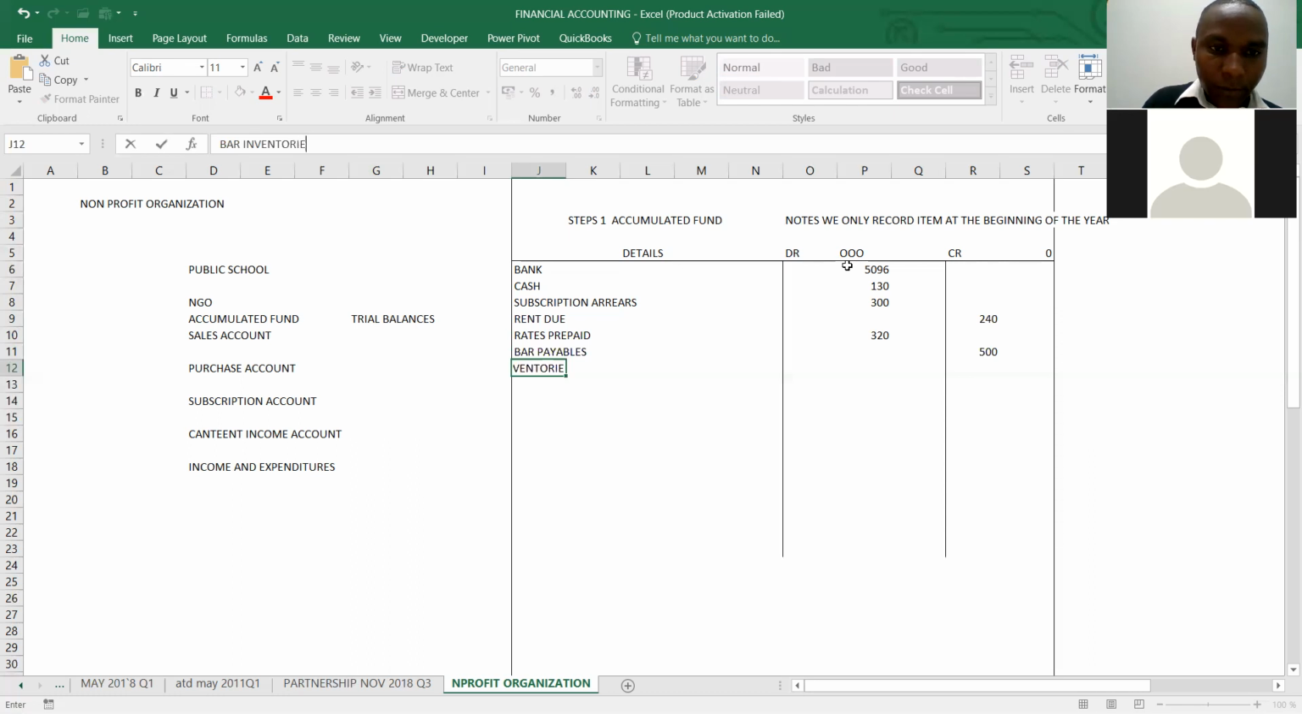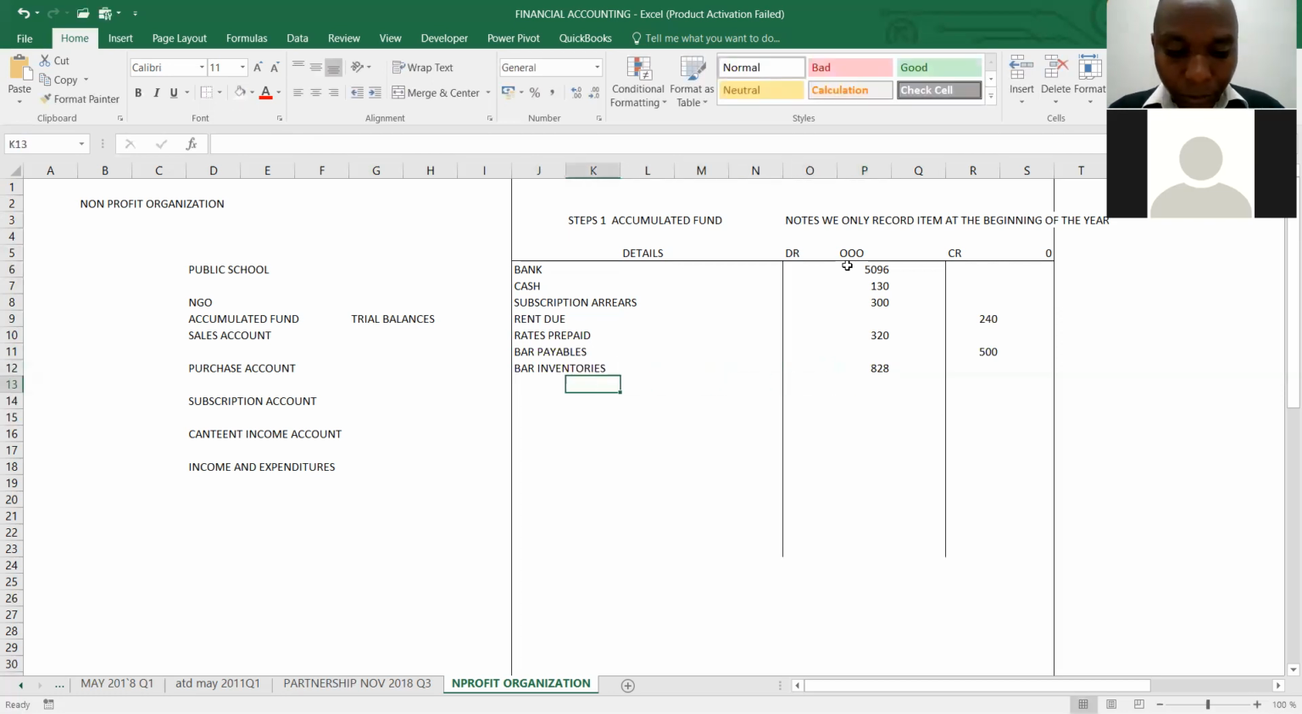Inventories. That is an asset. We debit 828. Then we continue, and 720 as at 1st September 2015. Note number 5. On 1st September 2014, the value of non-current assets was as follows.